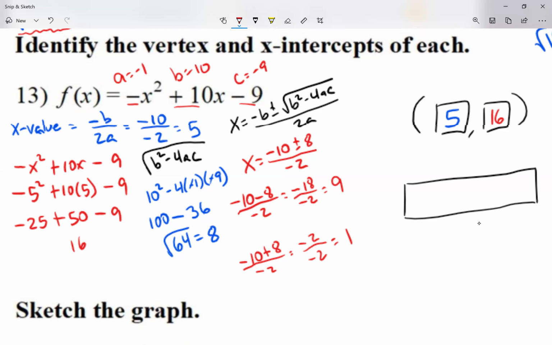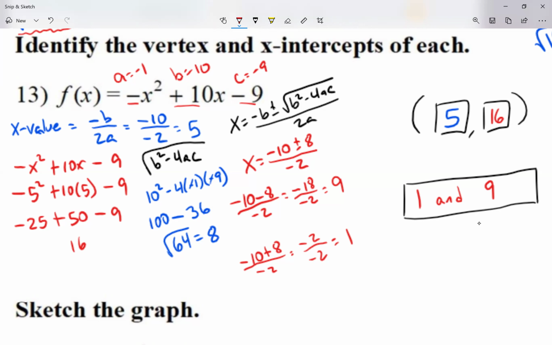I want us to write it from small to large, so I'm going to ask you guys to write 1 and 9. Remember, they're words, so don't forget a space before and after the word and. That's it. We identified the vertex, we identified the x-intercepts.